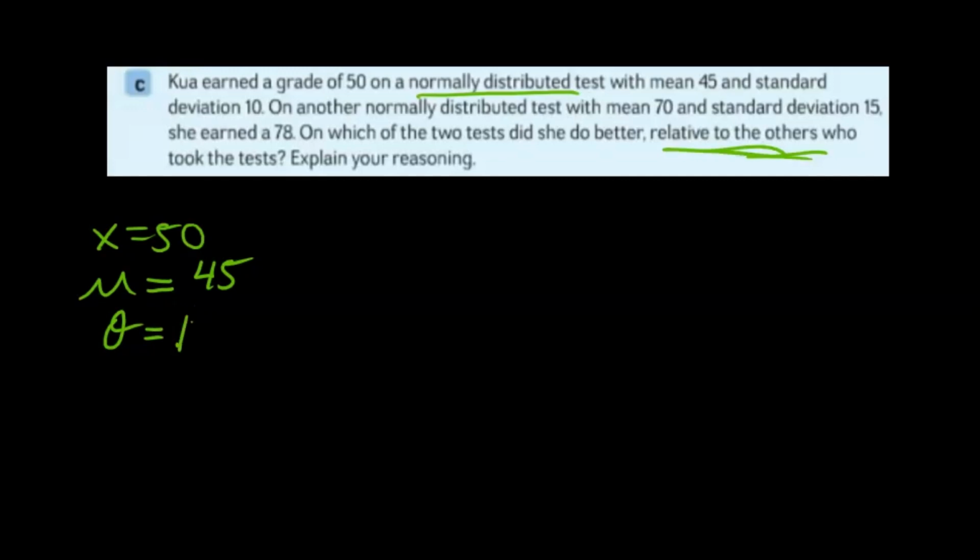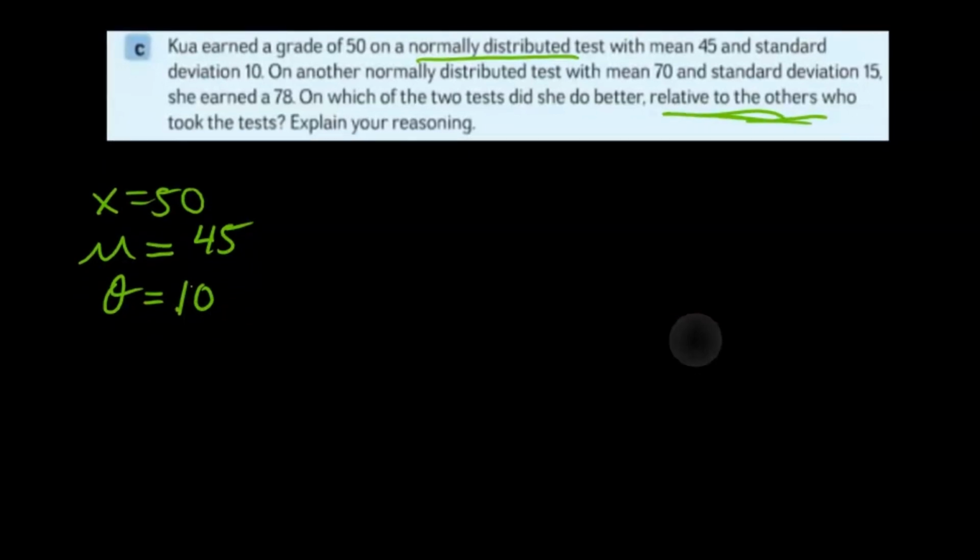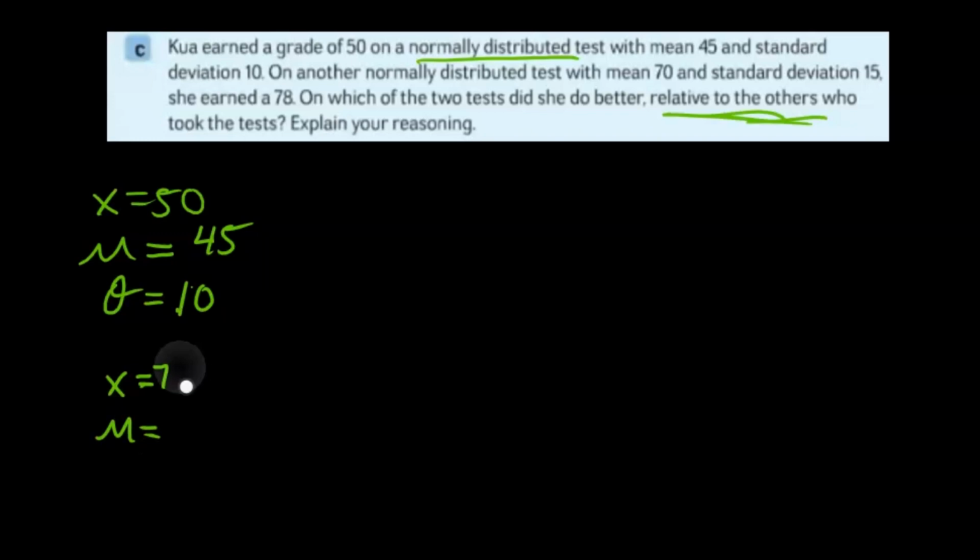Standard deviation of 10. And on the second test, I'm going to scroll down a little. On the second test, she got a 70. However, this time the standard deviation was 15. Oops, she actually got a 78. I misread that. And then the mean was 70, and the standard deviation was 15. All right, perfect.